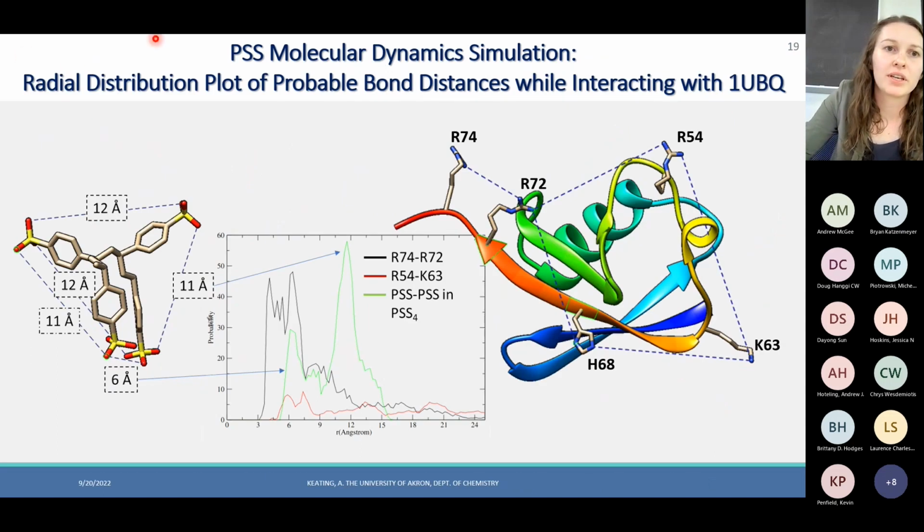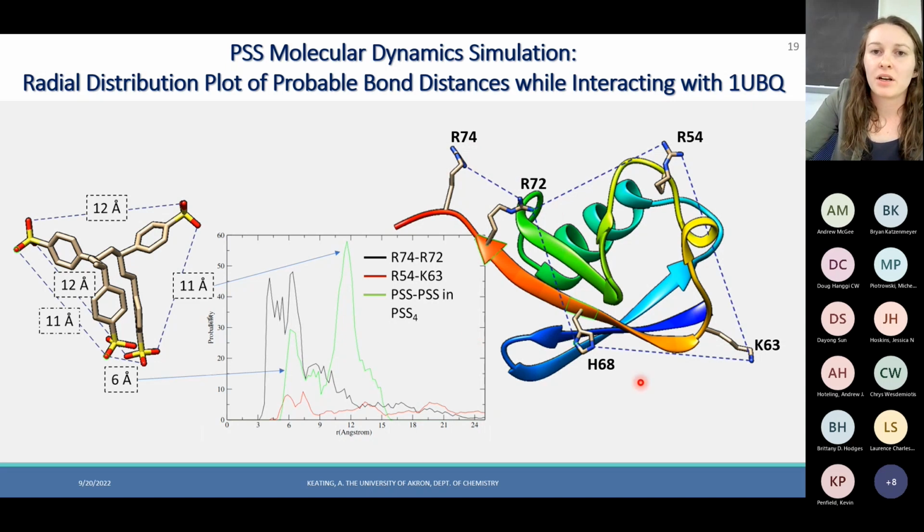And then we're also looking at modeling the polystyrene sulfonate using molecular dynamic simulations. So here we can get the average bond distance between adjacent sulfonate groups to ultimately see the maximum distances that they could form these bidentate bridges between nearby residues.